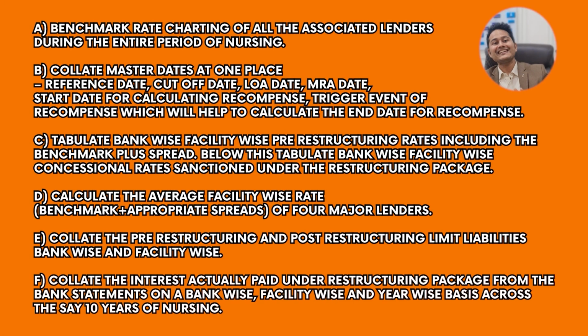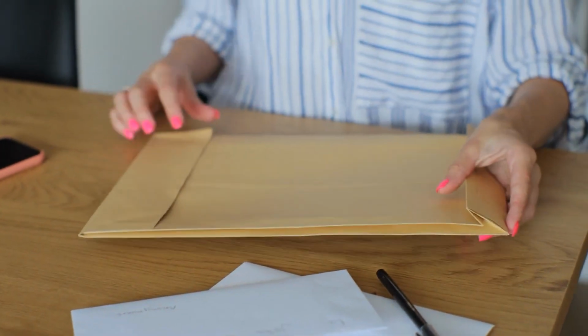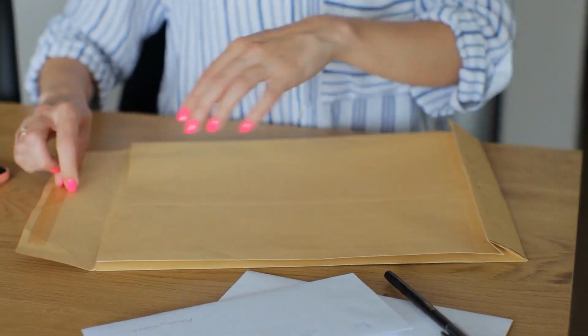Last input which you need is that you need to collate the interest actually paid under the restructuring package. This can be done either from the bank statements or from the GL dumps of the SAP which is being maintained by the company. Whatever is convenient for you, you have to collate this amount bank-wise, facility-wise and year-wise. In case there are 10 years of restructuring, you have to draw out this table in Excel for all of these 10 years. Once you are done with this, you have all the critical ingredients which you need for proceeding with the ROR calculation, which is our step 4.